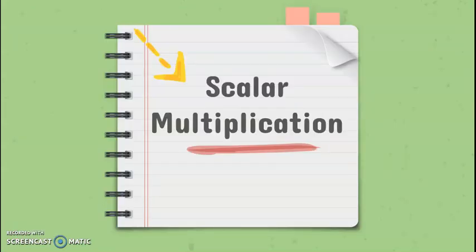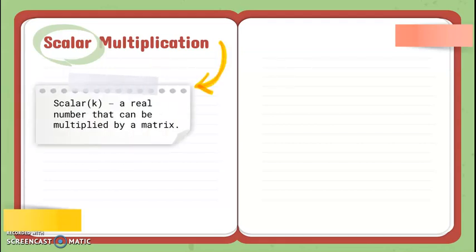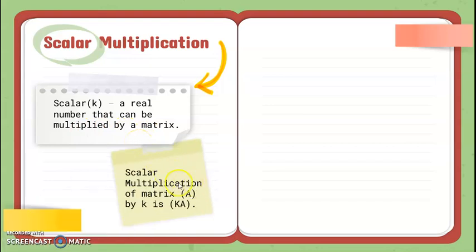Okay, let's continue our lesson with scalar multiplication. What is scalar multiplication, class? Okay, so what is scalar multiplication? First, what is a scalar? A scalar, represented as k, is a real number that can be multiplied by a matrix. So scalar multiplication of matrix A by k is k times matrix A.